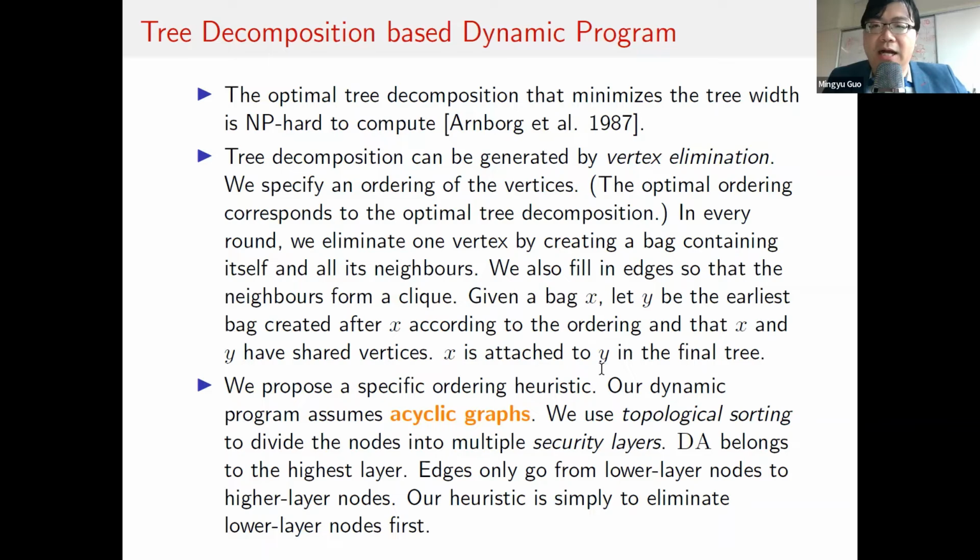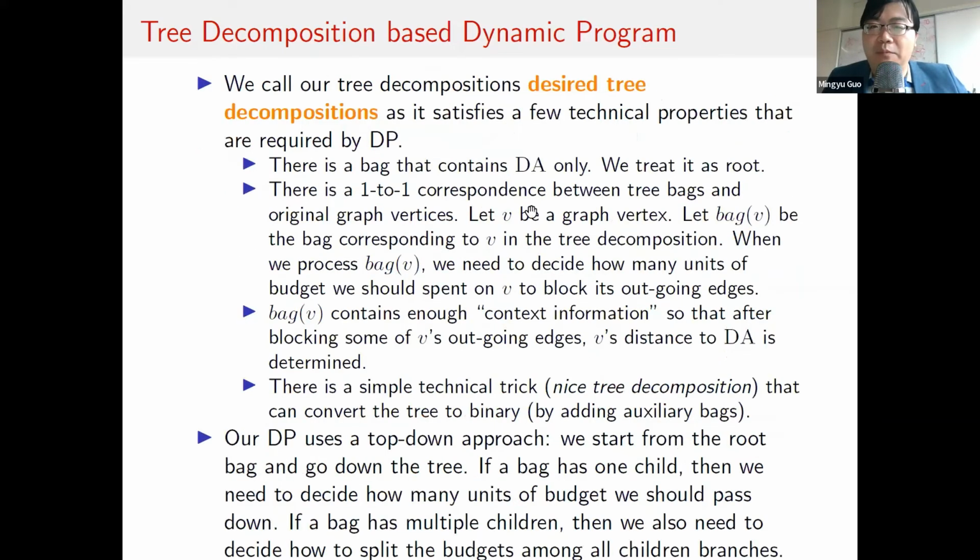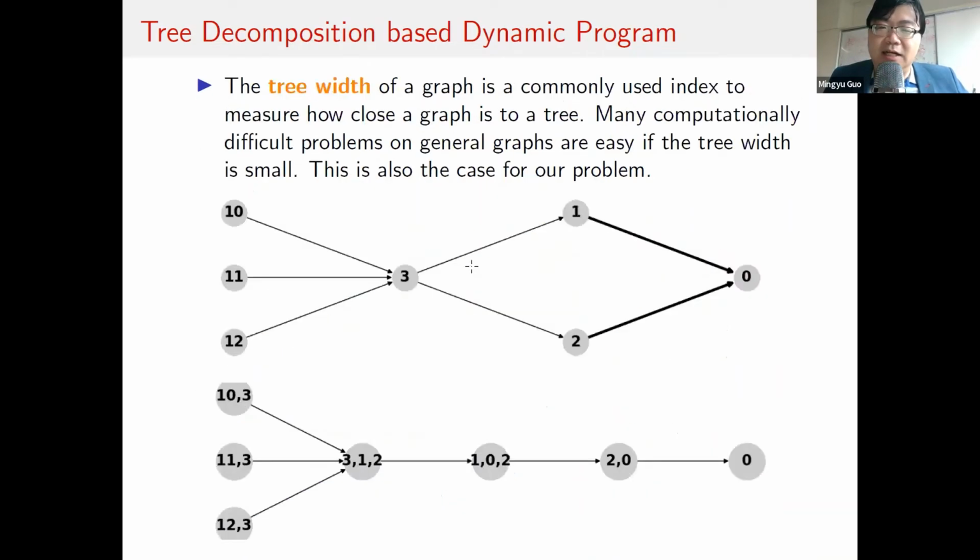And one thing I haven't really mentioned is that, before I talk about that, if I use this heuristic, then it would actually create a tree decomposition that I call the desired tree decomposition. And I call it desired because it actually has a few other features that make the dynamic programming more convenient. Basically, we assume the graph is acyclic, then we can use topological sorting, then we can create a tree decomposition, then we can run DP.